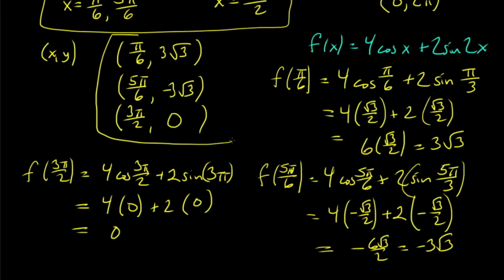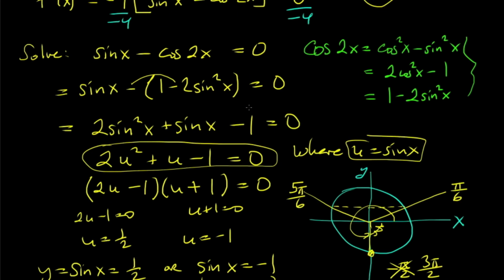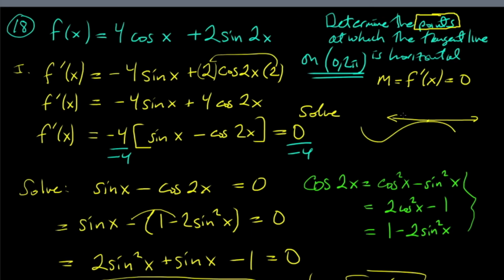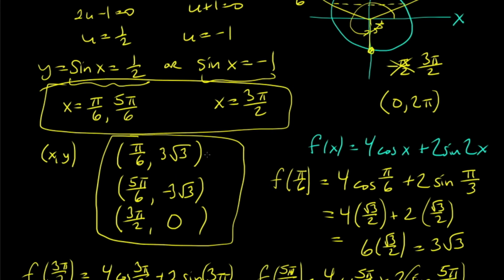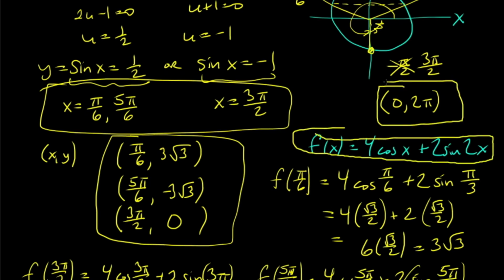So these are the 3 points at which the graph will have a horizontal tangent line. Remember, the tangent line is horizontal means the derivative is 0 there. So 3 points on the graph where the tangent line is horizontal. And to be clear, 3 points only between 0 and 2 pi. Right? In other words, only on one complete period of the graph here.